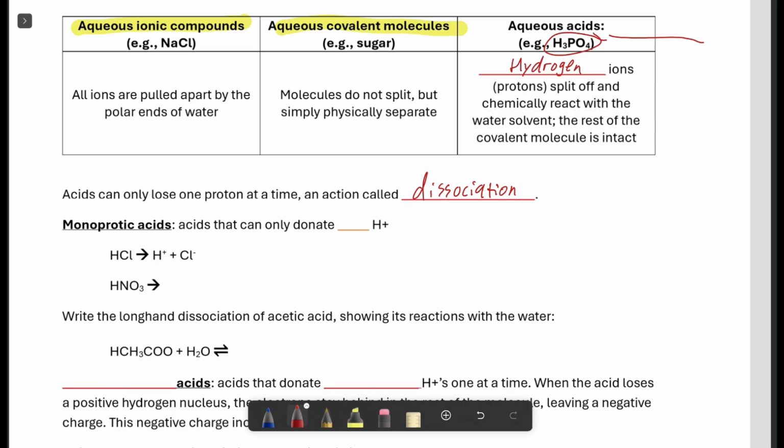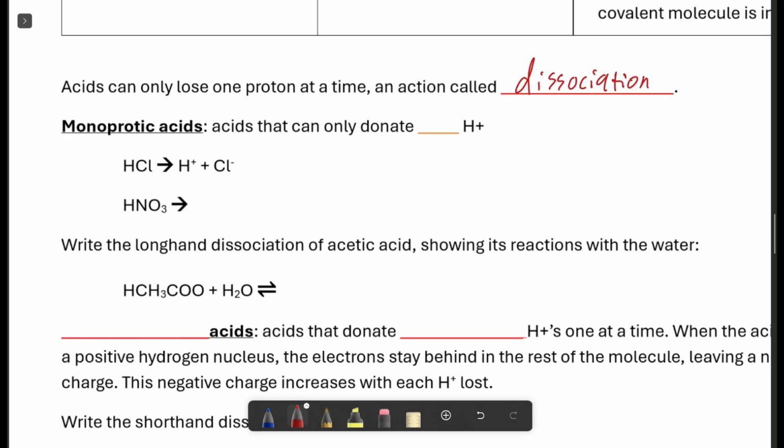Okay? So, we've got 2 types, and we're going to learn how to write these. We've got monoprotic acids. Monoprotic acids are acids that can only donate 1 hydrogen ion. So, hydrochloric acid can only give you 1 proton because there's only 1 proton in its structure. If we have nitrate, that becomes nitric acid. I can say that that's going to become H plus and NO3 negative.